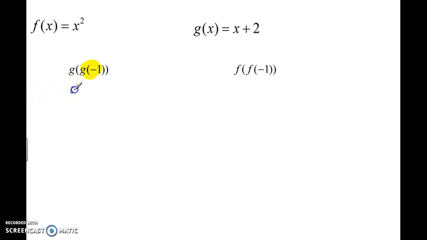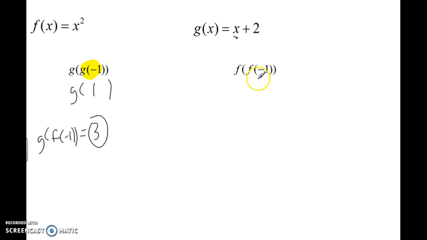You want to figure out what g of -1 is. So everywhere there's an x here, we're going to plug in -1. -1 plus 2 is 1. And now we go back to the same function. Everywhere there's an x, we're now plugging in 1. 1 plus 2 is 3. So g of -1 is 3. So 3 is our answer there.